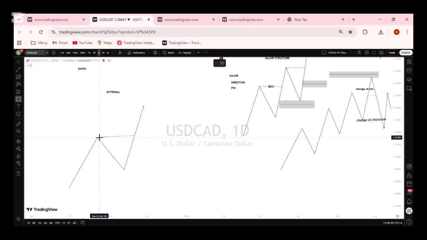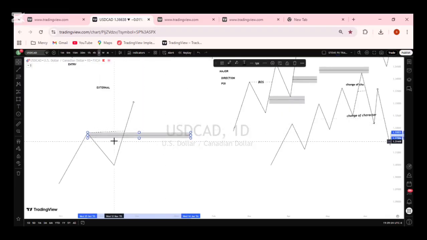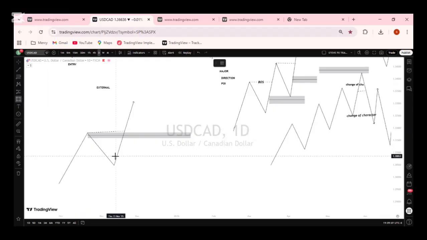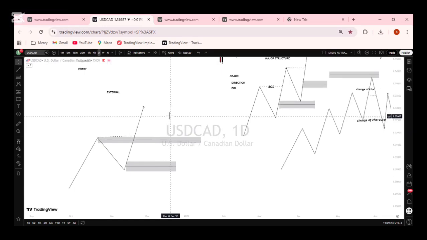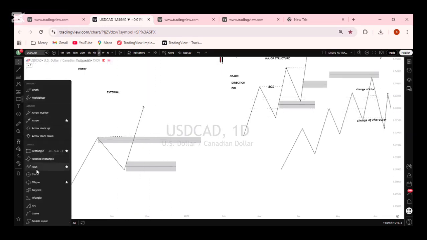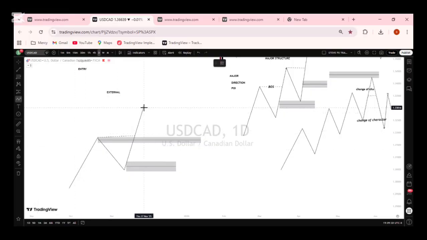From a certain level, it could be a zone like this, which is a breaker block. It could be something like an order block, a particular zone. It depends on what the chart shows you. But before that happens, the retracement or the correction that will happen, when you go to your lower time frame, we are going to be seeing structure formations, which are our external structures, before the market reacts to the higher time frame point of interest.